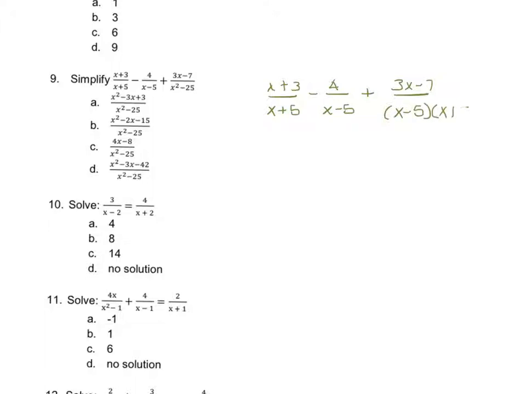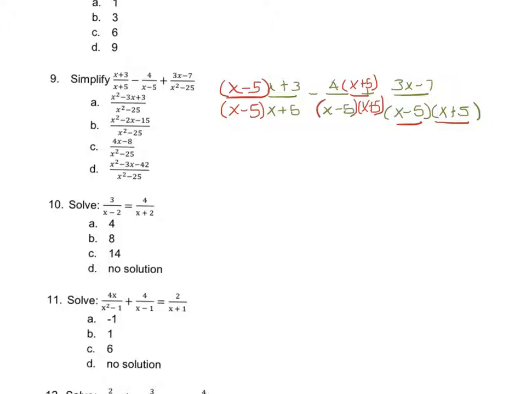Notice we factor the denominator if it needs factoring. And now we can see if we're going to combine these, we have to have common denominators. So I'm going to take each one times a version of 1 so that all the denominators look the same. So the first one needs to be taken times x minus 5 over x minus 5. The second one needs to be taken times x plus 5 over x plus 5.